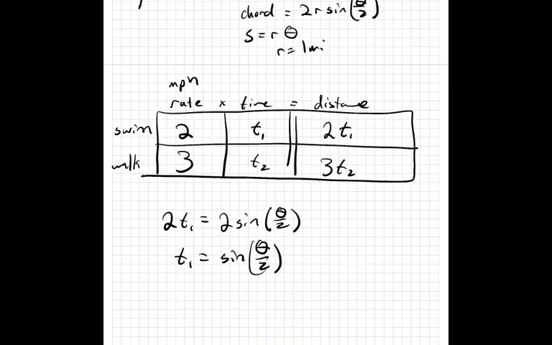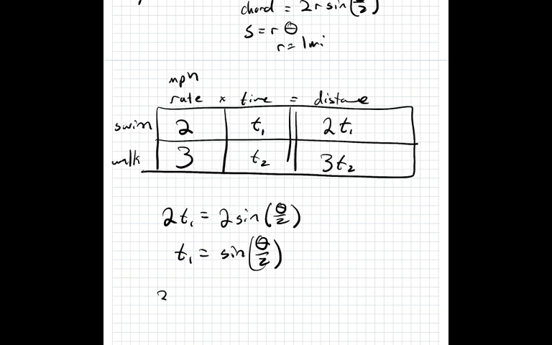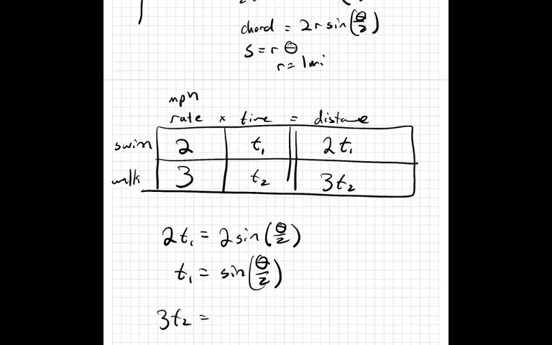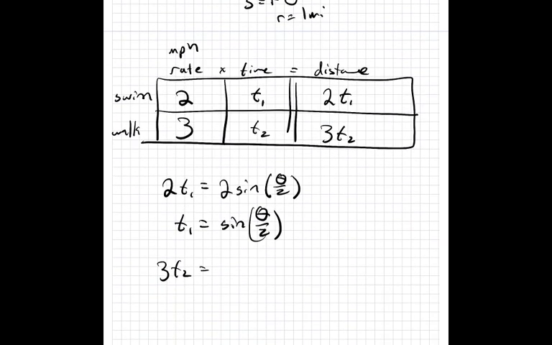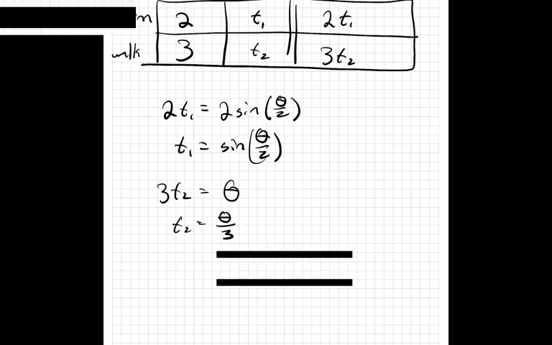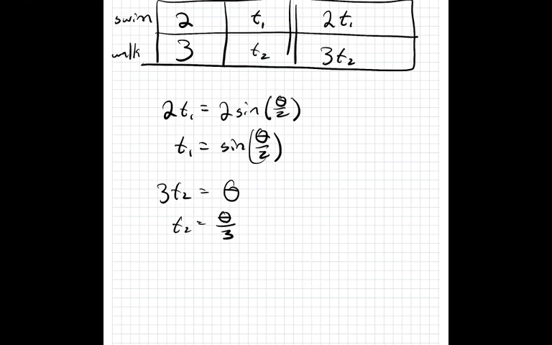And then when he walks, so the 3 times t2, that's going to be the arc length, which is r times theta, and r is 1. So then 3 times t2 is just going to be theta in this context. So then t2 is going to be theta over 3, right? So now we have t1 in terms of theta, t2 in terms of theta. So then we want to minimize his total time. I'm going to just call his total time t, which is going to be basically t1 plus t2.